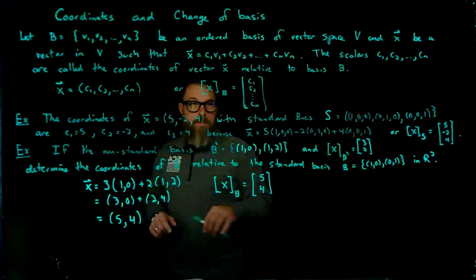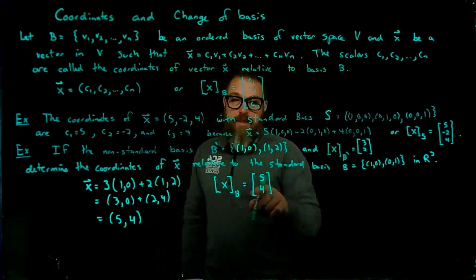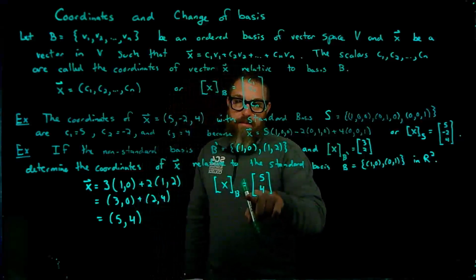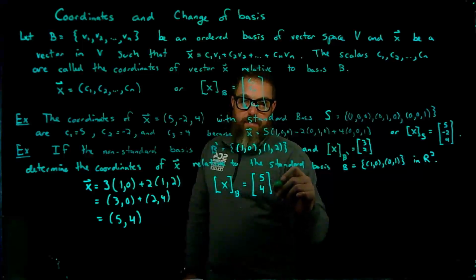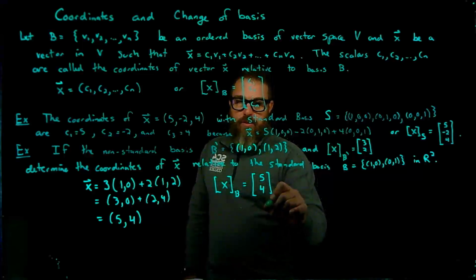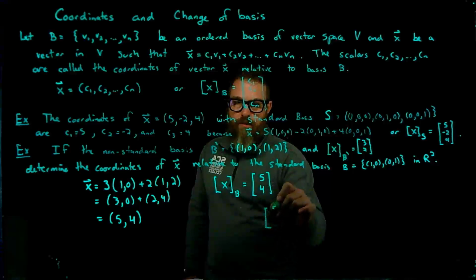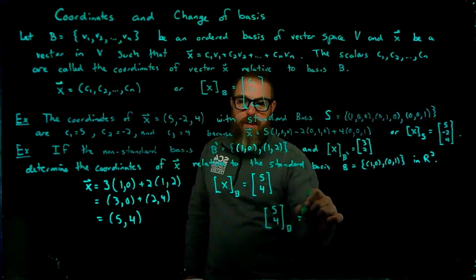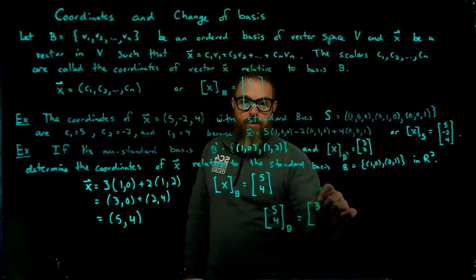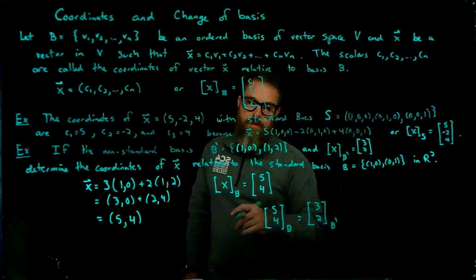So really what we can say, let's write it this way: moreover, (5, 4) over this basis B is equal to (3, 2) over the basis B prime.